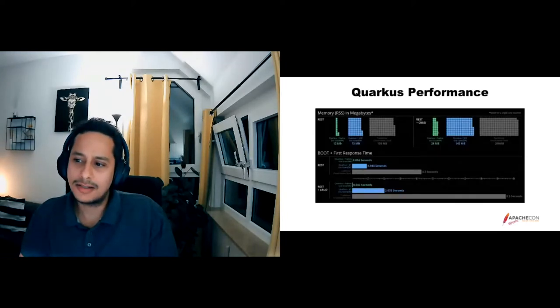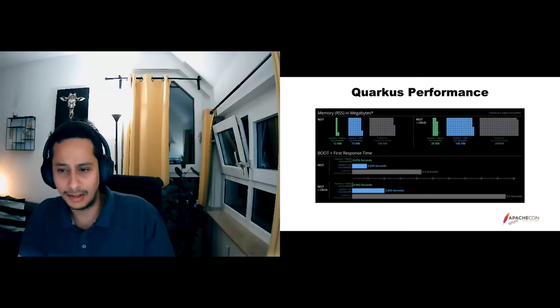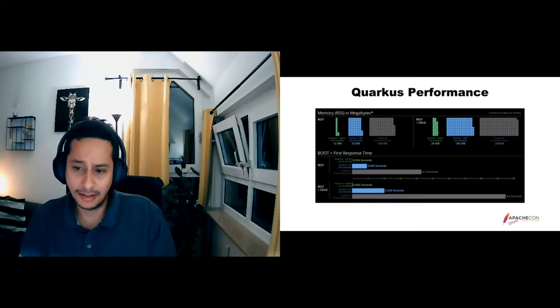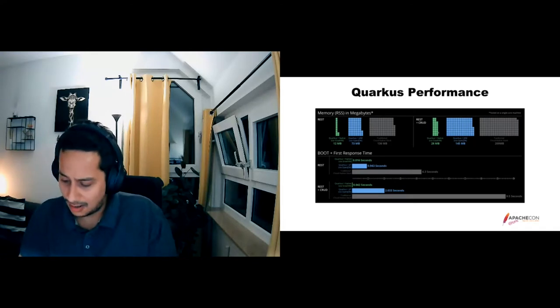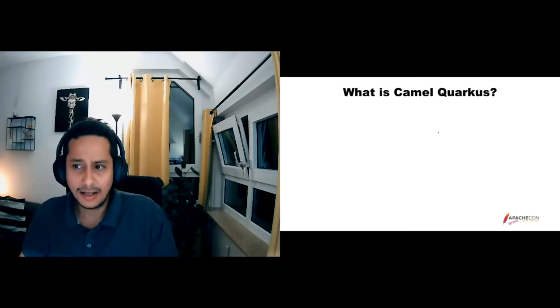And this is just a screenshot from the website of Quarkus. If you look at the performance, it is very, very impressive, I would say. For example, the memory: 73 megabytes for Quarkus with JVM, and with native it is 12 megabytes. This is very impressive. Same goes for the response time.